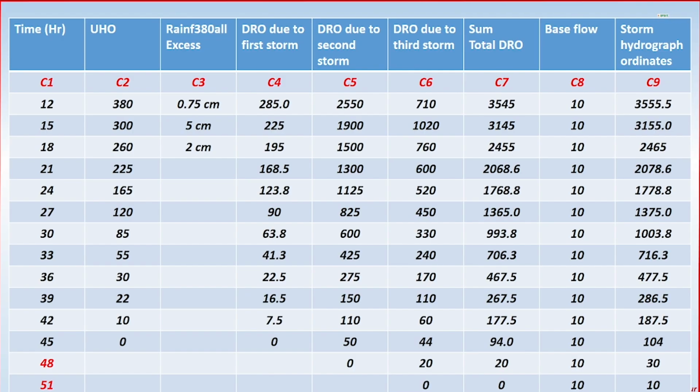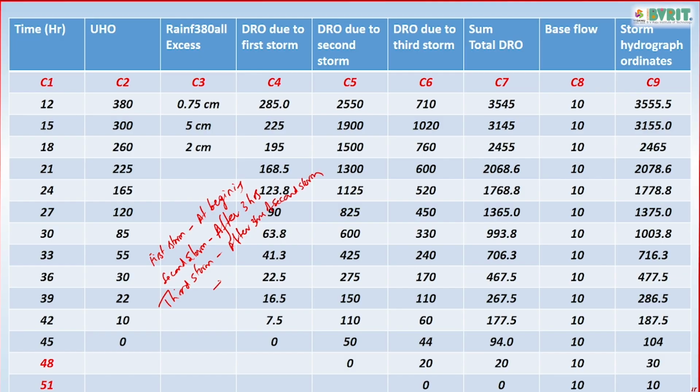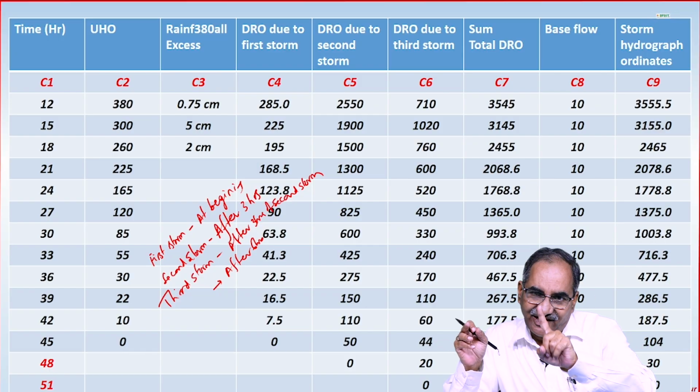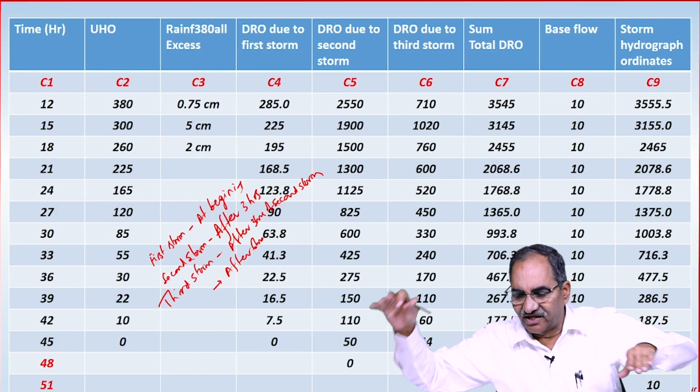Now you see it thing, I have done it. So only difference is here, first storm starts at beginning, right? First storm at beginning. Second storm after 3 hours, right? Third storm after 3 hours of second storm or after 6 hours. Anything is fine. So each one occurs one after the other. All the rainfalls are not occurring simultaneously. They are occurring successively one after the other.